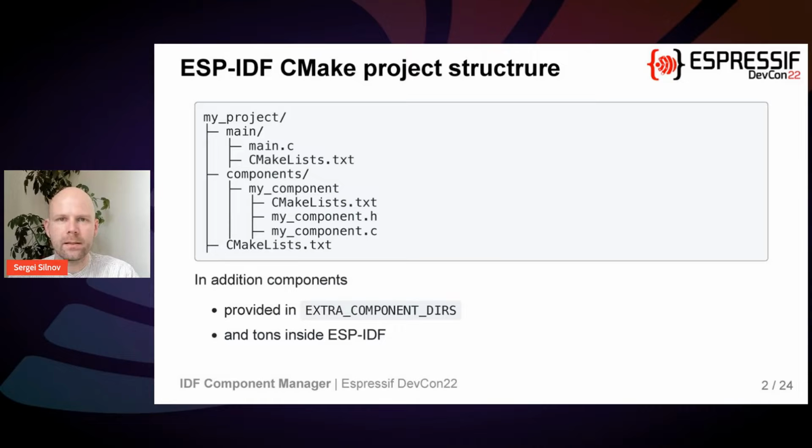Other components that may be used in your project are typically located inside the components directory. However, if you have some other components that you want to share between many projects, you may have them lying somewhere else on your disk and just specify them in the CMakeLists.txt file as extra component dirs, and they will be loaded from this path. Also, ESP-IDF itself contains tons of different components that can be useful for typical project development.